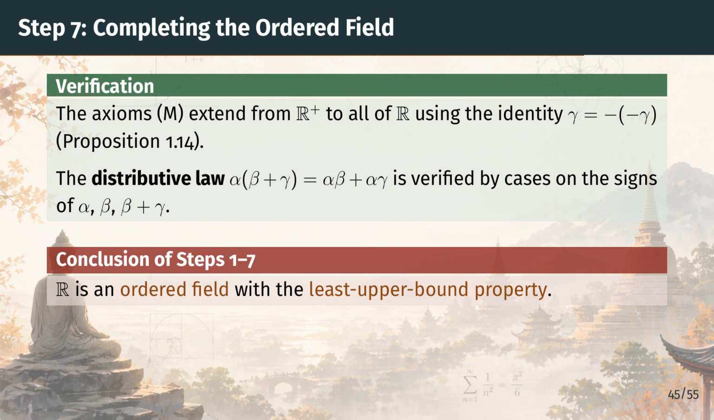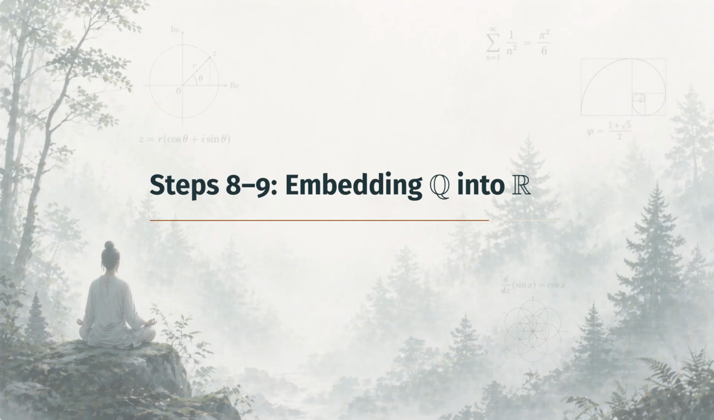This is a nice instance of a general technique. Prove the theorem in the simplest regime, then use symmetry to extend. Steps 1 through 7 now deliver everything Theorem 1.19 promised about existence. All that remains is the embedding of the rationals.